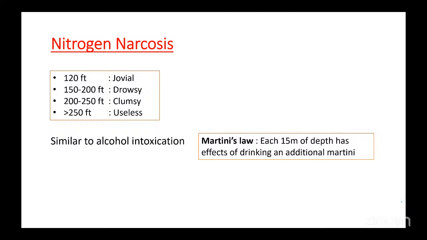So it's actually pretty similar to how you have alcohol. And this is actually something called Martini's law, where each 15 meters of depth has an effect of drinking an additional martini.